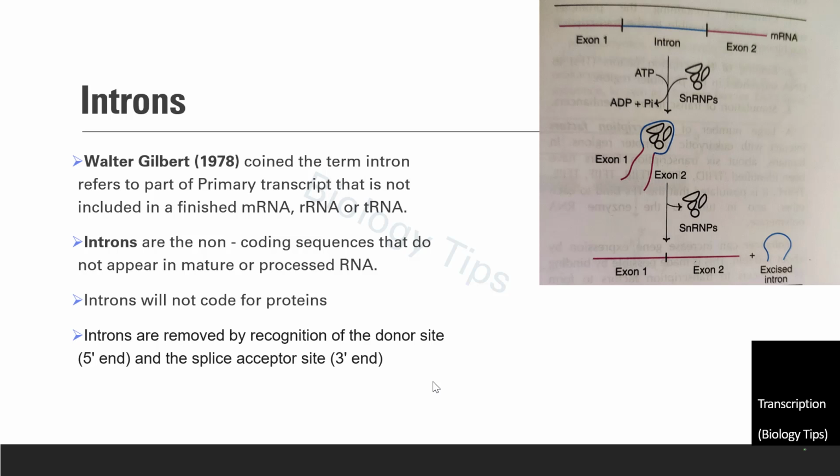So, what are introns? Introns are the non-coding sequences. The term was coined by Walter Gilbert in 1978. He said introns are part of the DNA or part of the hnRNA, which will not be present in the finished mRNA, tRNA or rRNA.